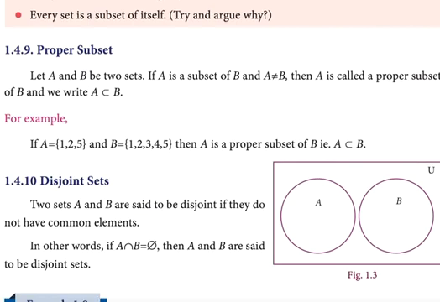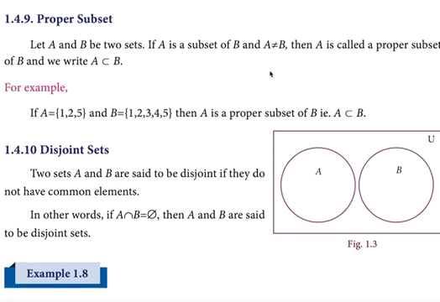Proper subset: if A and B are two sets, if A is a subset of B and A is not equal to B, then A is called a proper subset of B. For example, if A equals {1, 5}, B equals {1, 3, 4, 5}, A is a proper subset of B, because A is not equal to B.